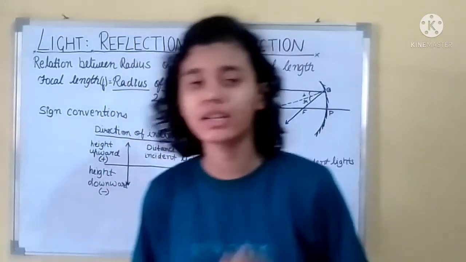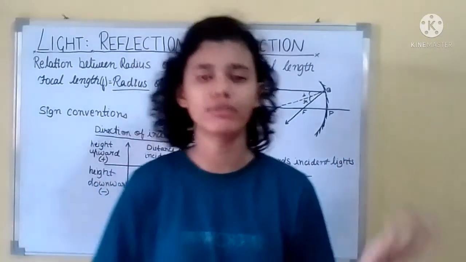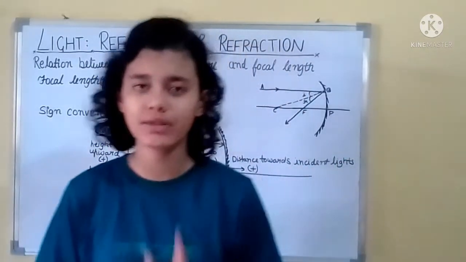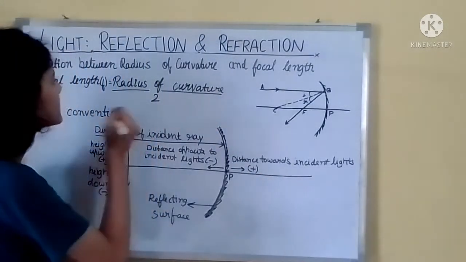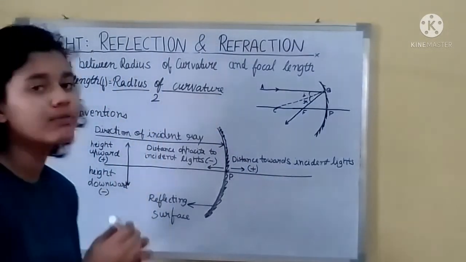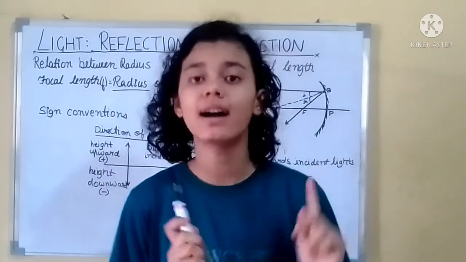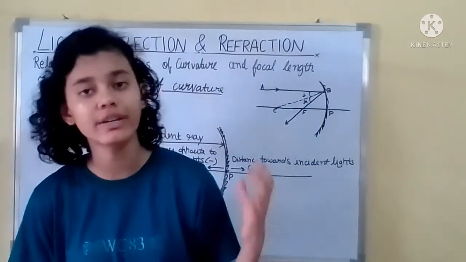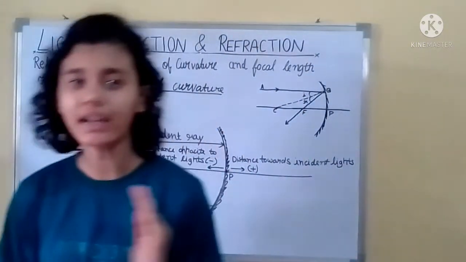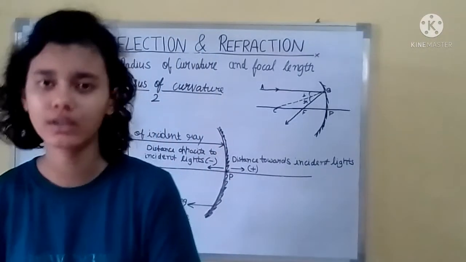So now, the relation between the focal length and the radius of curvature. Focal length is represented by letter small f. Now what is the relation between radius of curvature and focal length? Focal length is half of radius of curvature. Means focal length is equal to radius of curvature divided by 2. f is equal to r by 2.